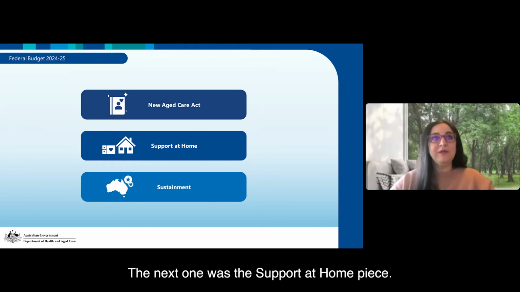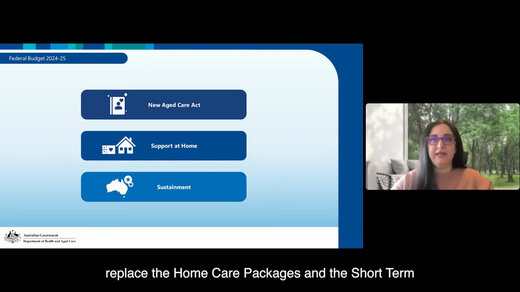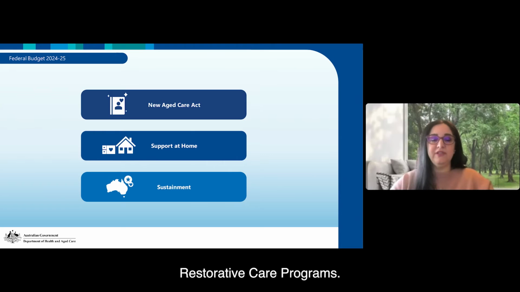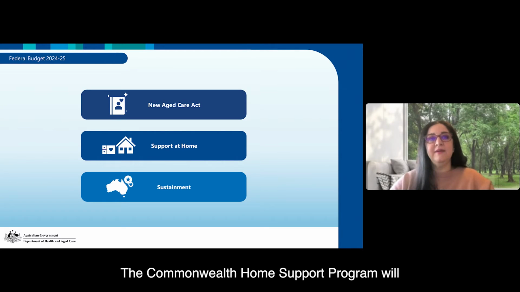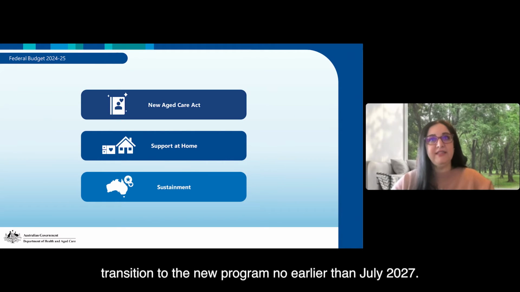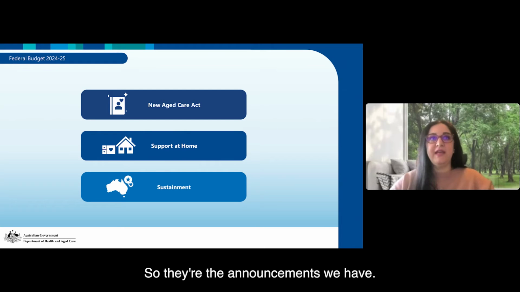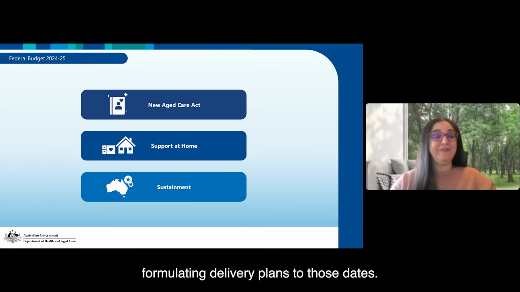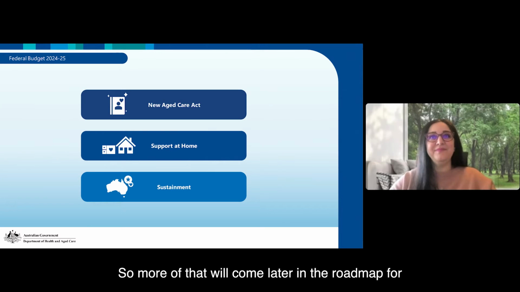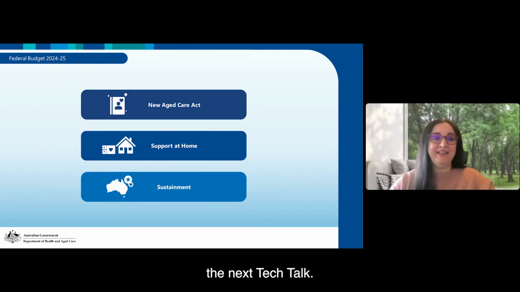So that was the first big budget announcement. The next one was the support at home piece. From the 1st of July 2025, support at home will replace the home care packages and the short-term restorative care programs. The Commonwealth Home Support Program will transition to the new program no earlier than July 2027. So they're the announcements we have. We've taken that information and we'll start formulating delivery plans to those dates. So more of that will come later in the roadmap for the next tech talk.